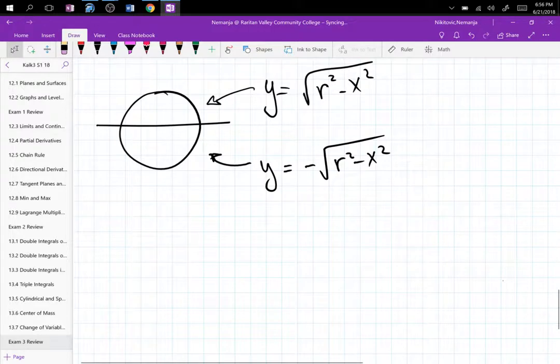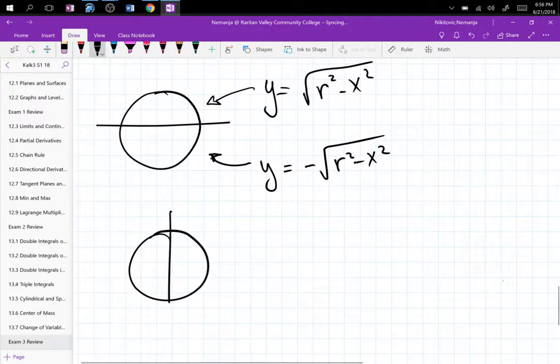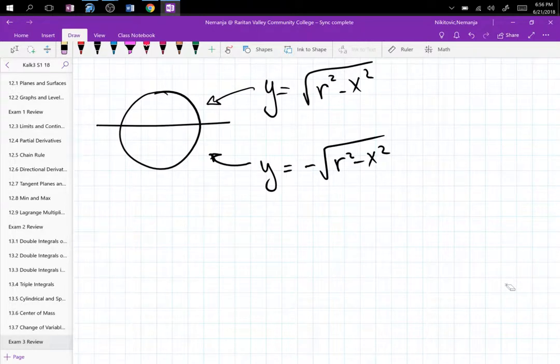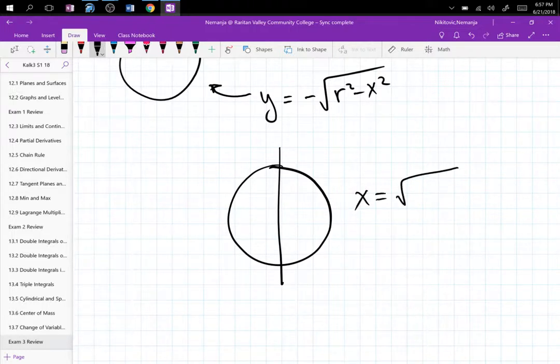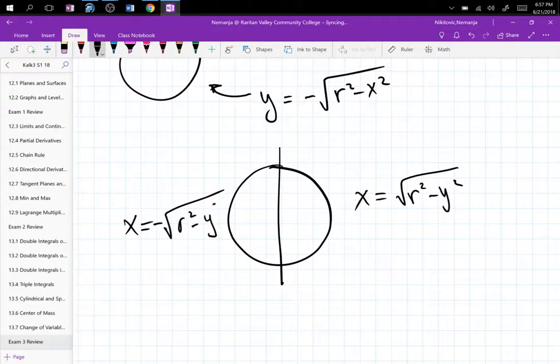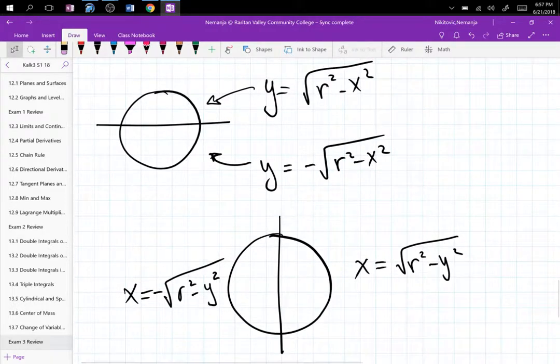Now if I have the circle cut vertically like this, actually I should draw this in the middle. If I have a circle cut vertically, then the equation on the right is x equals square root of r squared minus y squared, and the equation on the other side is negative square root of r squared minus y squared. So the equations are symmetric, but you need to know how to portray every single one of these.